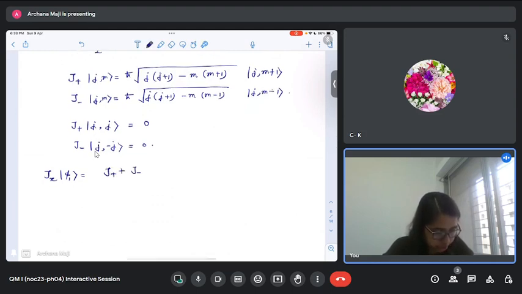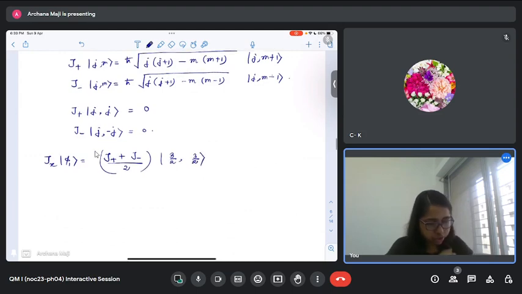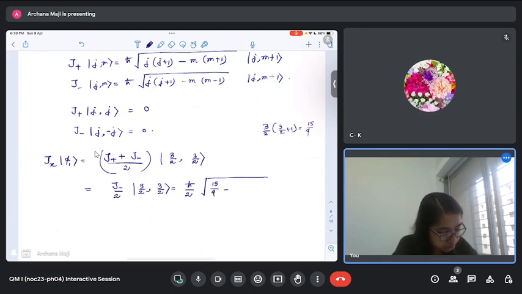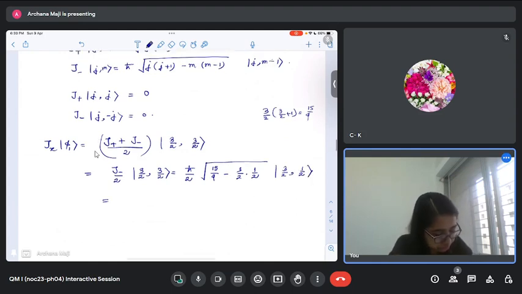So this is (j plus j minus) by 2 acting on phi 1, and phi 1 is |3/2, 3/2⟩. So of course j plus acting on this will give you 0. So it is nothing but j minus over 2 acting on this state, and that is ħ/2 square root of j into j plus 1. j into j plus 1 is 15 by 4, minus, so j minus is acting on this state, so m into m minus 1, that is 3 by 2 times half, on |3/2, m minus 1⟩, that is |3/2, 1/2⟩. Okay, so ħ/2, what we get, it's 15 minus 3 over 4, so square root 3.